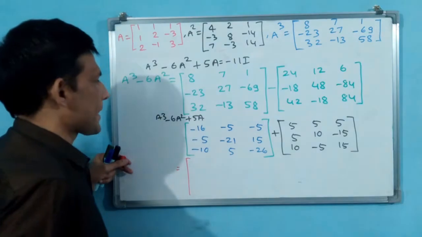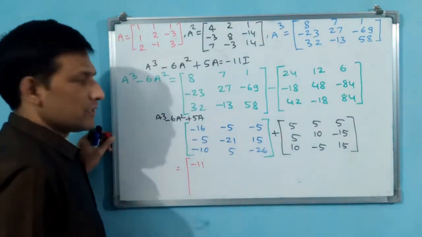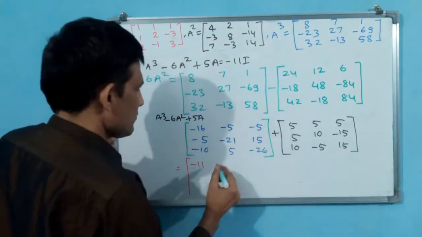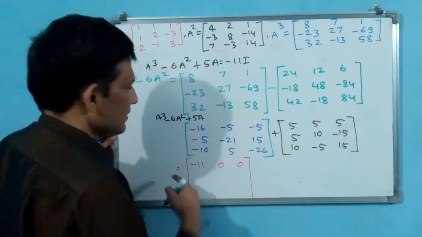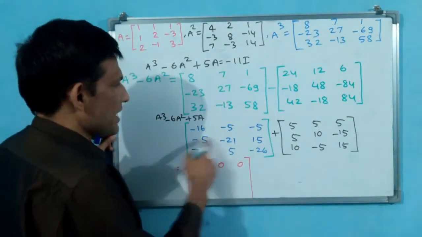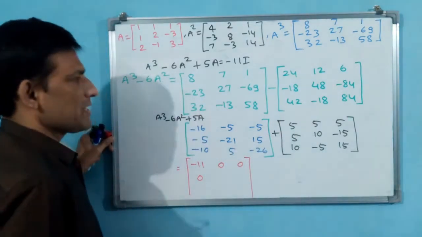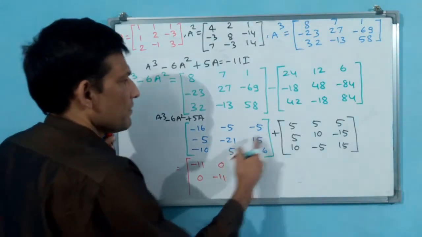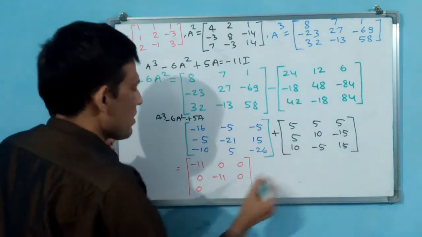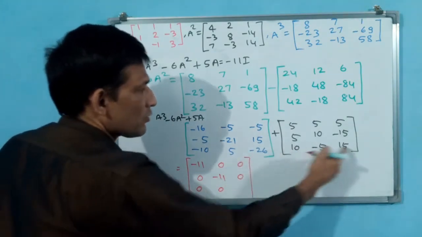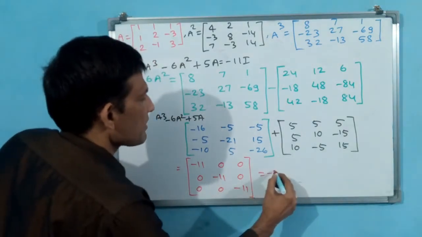Okay? Okay. See, minus 16 plus 5, minus 11. Remaining all 0 has to come. You see, minus 5 plus 5, 0. Minus 5 plus 5, 0. Okay. First row, okay. Now second row, first one 0 has to come. Minus 5 plus 5, 0. Minus 21 plus 10, minus 11. 15 minus 15, 0. Minus 10 plus 10, 0. 5 minus 5, 0. Minus 26 plus 15, minus 11. Is it okay? That is equal to minus 11i.